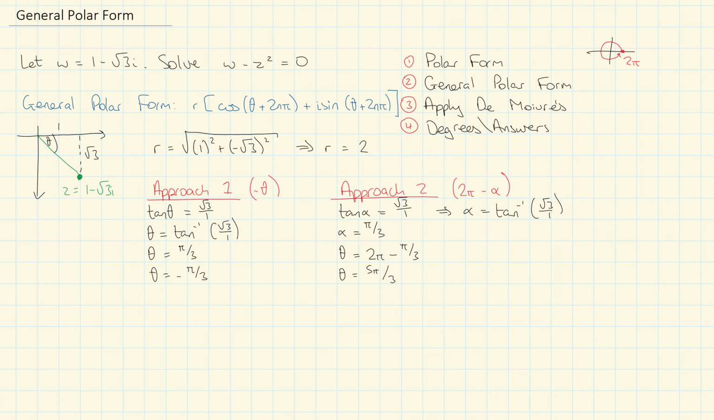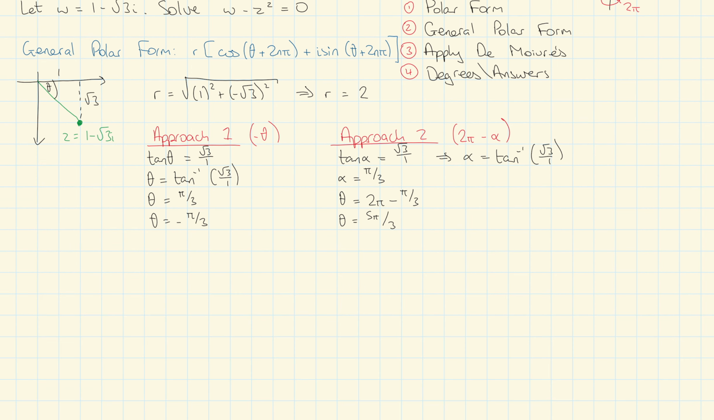Okay, so almost finished step 1 now, just to set up our polar form. Here we have z is equal to 2 cos of minus pi over 3 plus i sine of minus pi over 3. And then my other option is that z is equal to 2, the modulus will remain the same, cos of 5 pi over 3 plus i sine of 5 pi over 3. Okay, that is step 1 done.